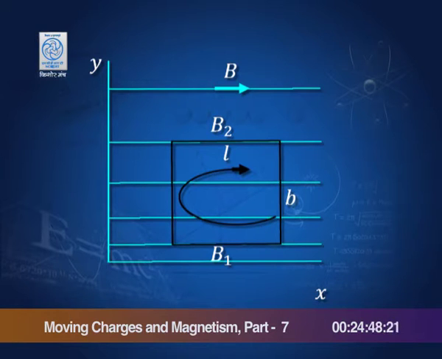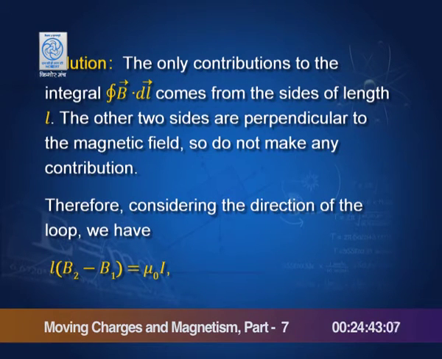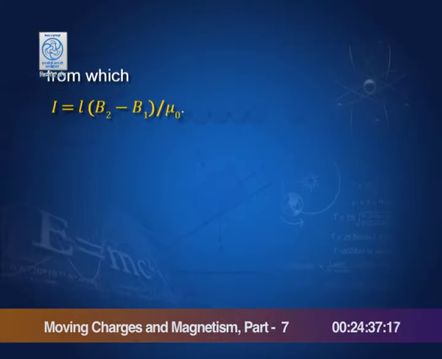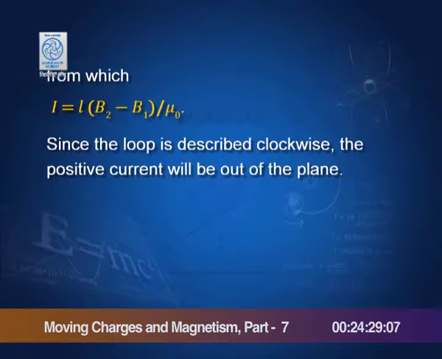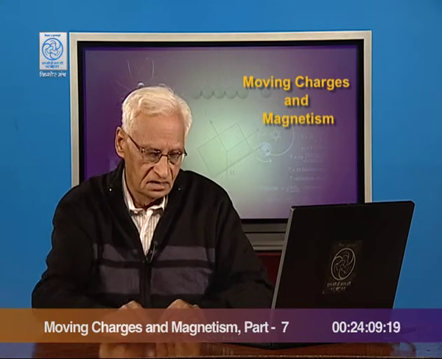Since we are describing the loop clockwise, we have L times (B2 minus B1) equal to mu0 I, where I is the current that we are seeking. So, I is given by L (B2 minus B1) by mu0, and this I is a positive quantity. Considering that the loop is clockwise, we have to find what the positive current would be, and you see the positive current will be out of the plane, coming out of the plane. If B2 is less than B1, then I becomes negative and the current would be going inside the plane.